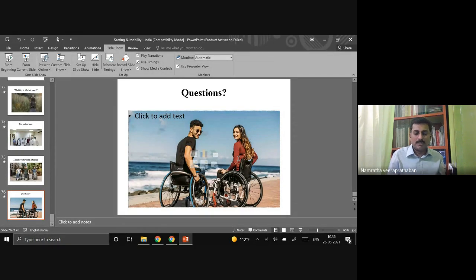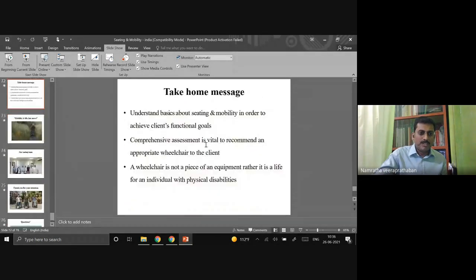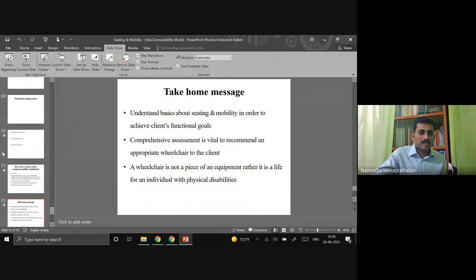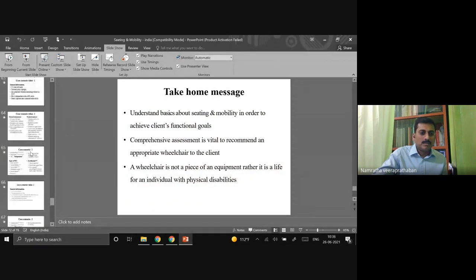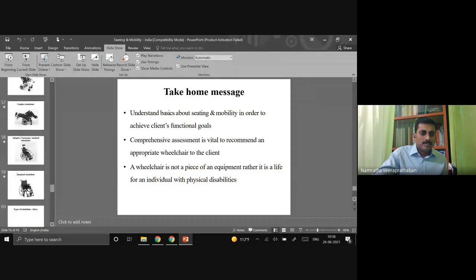Then we have to prescribe the piece of equipment. For example, let's say we have seen a full option wheelchair here. Okay, let's come to that point now. Okay, all right.